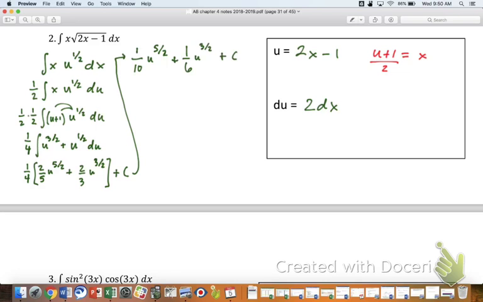And of course, your final step would be to plug what the u really is back in, right? So it'd be 1/10 times (2x minus 1) to the 5/2 plus 1/6 (2x minus 1) to the 3/2 plus c. Okay. So this is your motivator. This is why you want to make sure that you're good at substitution, right? Because if you see something like this or another one coming up, you want to be able to do this. Okay. Questions, concerns, comments, anybody?